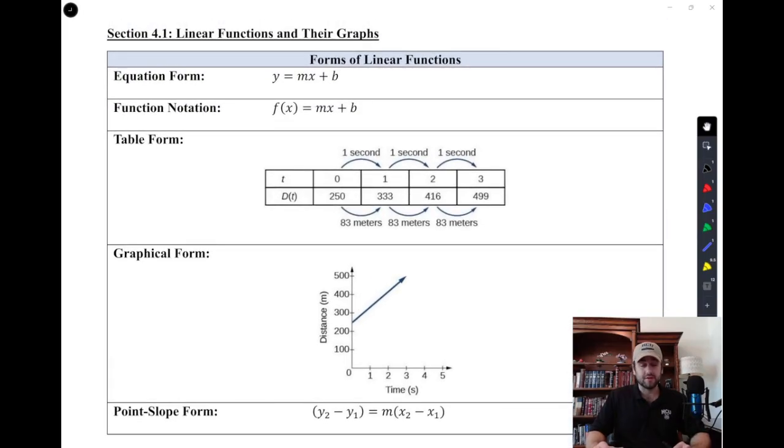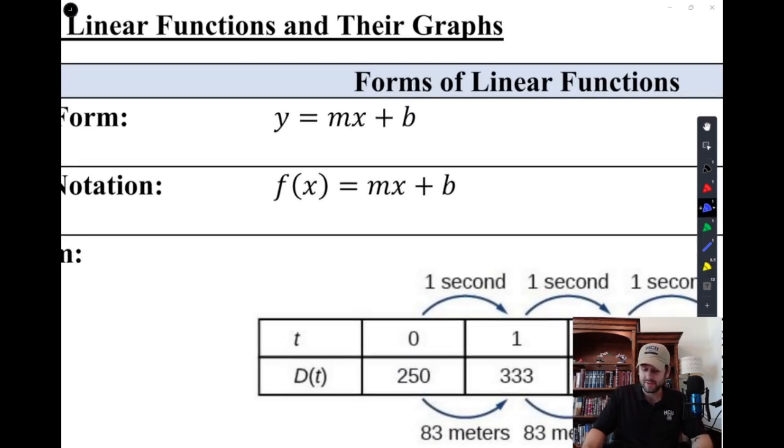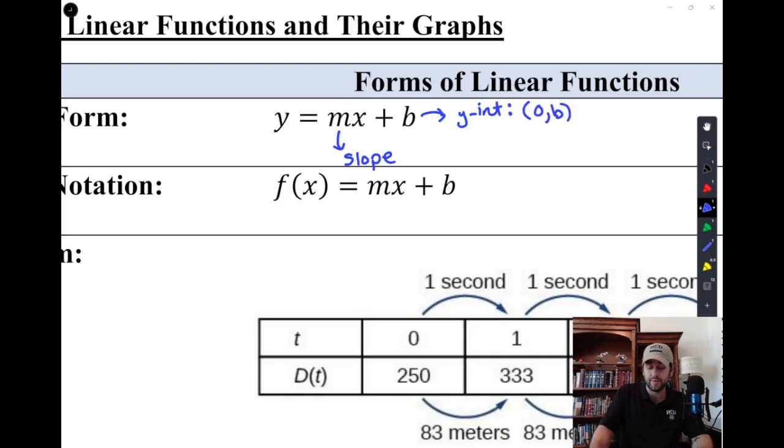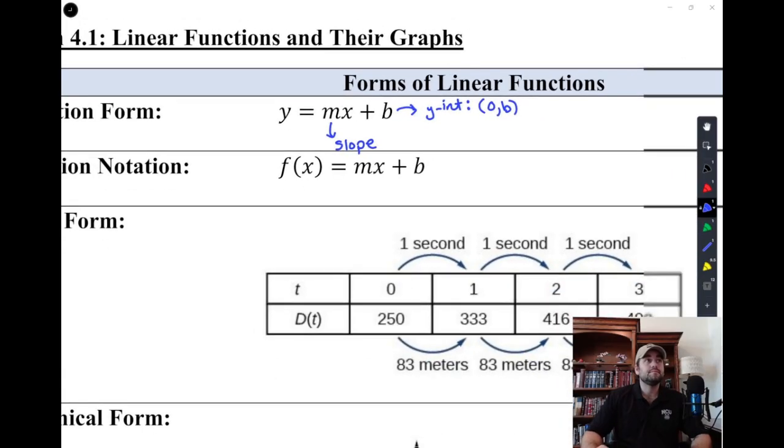So let's get started. Today we're looking at linear functions. You have probably seen some of these forms or equations before. You've probably seen y equals mx plus b before. We already talked about m, where m is the slope, and b here is the y-intercept. And I think it's really important to note the form of the y-intercept is always (0, b). So that's slope-intercept form.